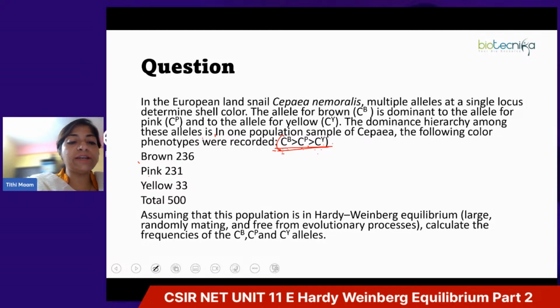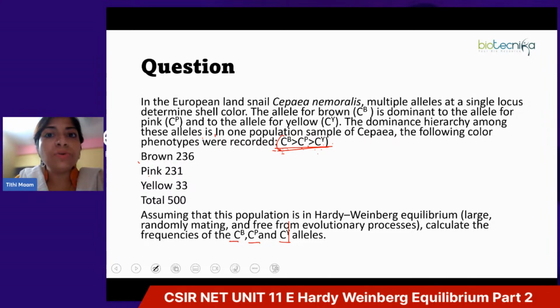Assuming that this population is in Hardy-Weinberg equilibrium, that is large, randomly mating, free from evolutionary processes, calculate the frequencies of CB, CP, and CY alleles. As you can see here, we are talking about 3 different alleles. But you know that we can modify the Hardy-Weinberg equilibrium equation in the form of three alleles as well.